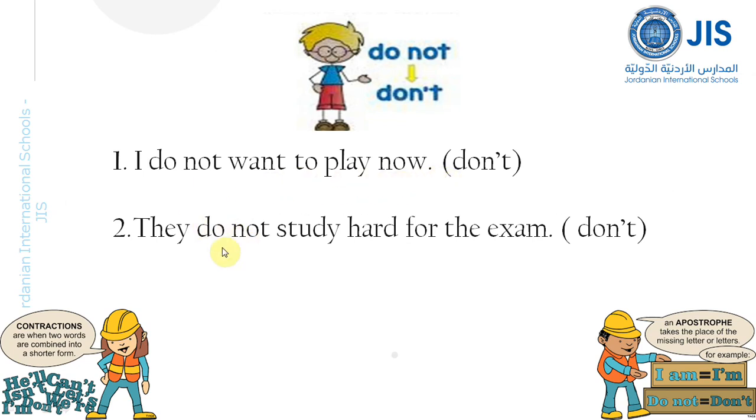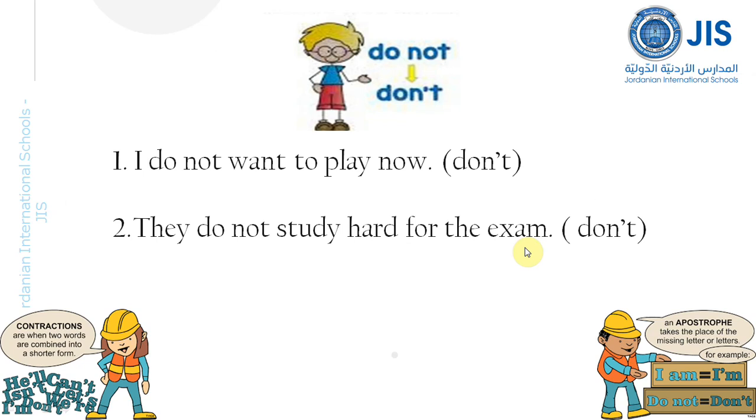Let's see sentence number 2. They do not study hard for the exam. Now, if I want to combine them and make them one family, the first thing I have to do is remove the O, and I put an apostrophe instead, and then combine them together. So the sentence will be like this. They don't study hard for the exam.